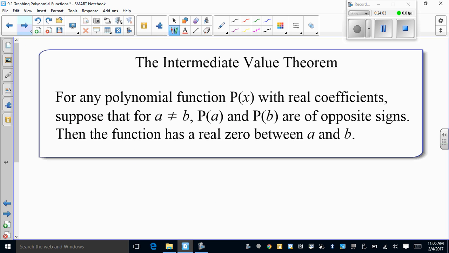Okay, intermediate value theorem. For any polynomial function p of x with real coefficients, suppose that for a does not equal b, p of a and p of b are of opposite signs, then the function has a real 0 between a and b. That's all it tells us. If the signs don't change, if they're the same sign, it tells us nothing. Okay, so let's look at these as examples.